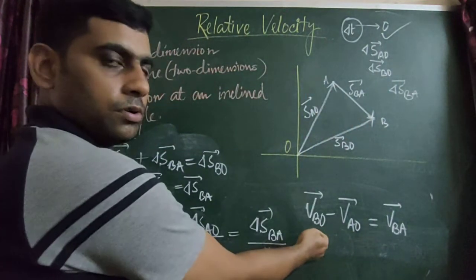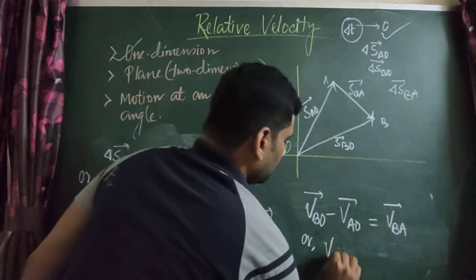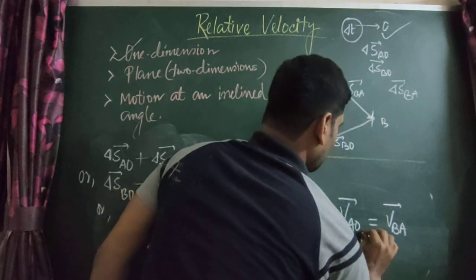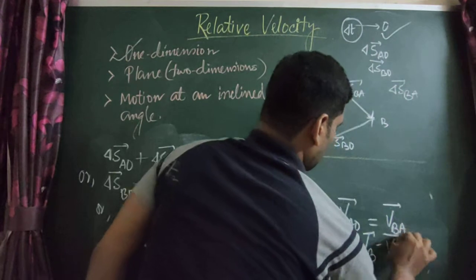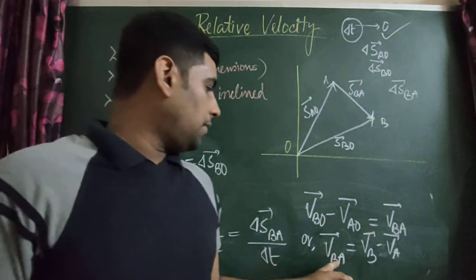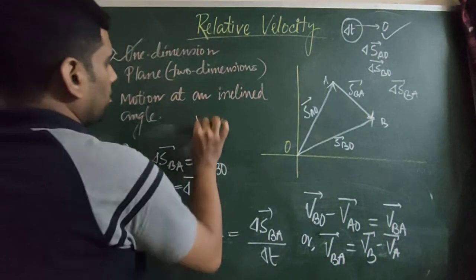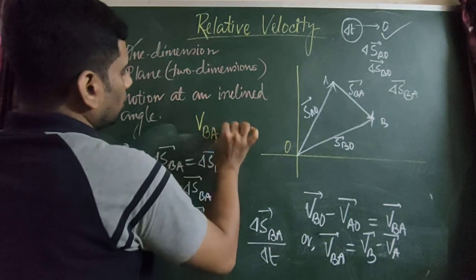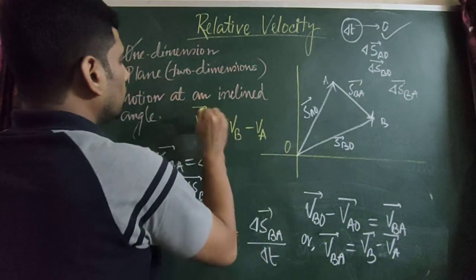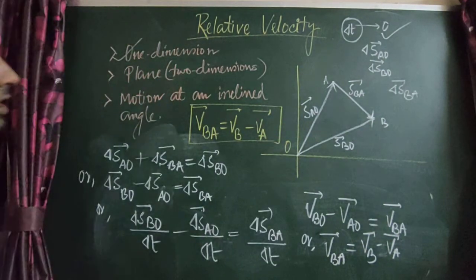So if I omit the origin term O from here, I can write VBA equals VB minus VA. That is the velocity of B with respect to A. The velocity of B with respect to A, VBA, equals VB minus VA. So in two dimensions also we can see that the relative velocity comes out like this.